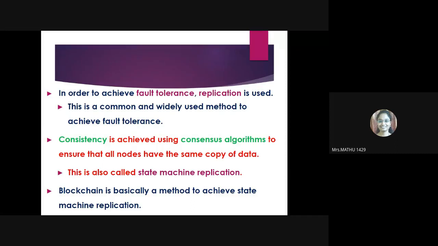So now we have seen that we need to have fault tolerance or partition tolerance. So how can we achieve that? In order to achieve fault tolerance, they are using the concept of replication. I hope you know the meaning of replication, right?